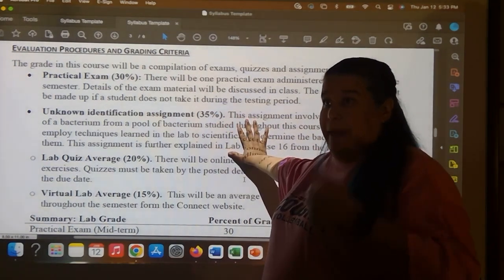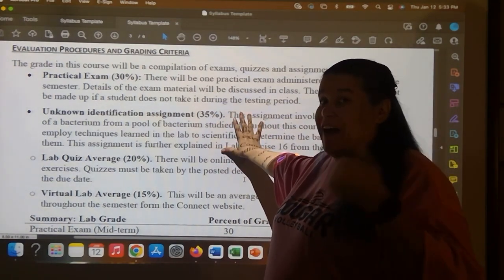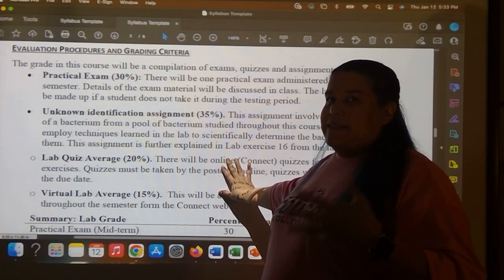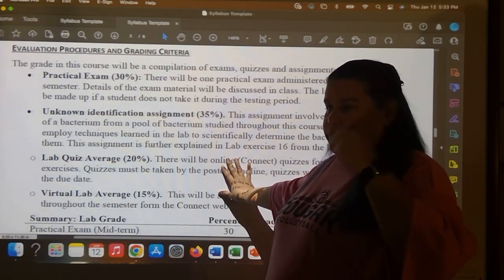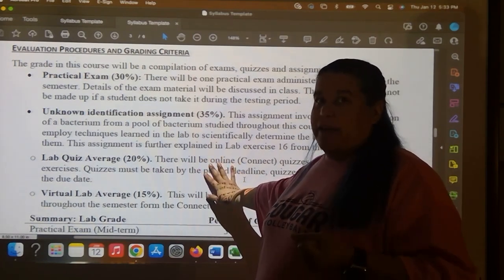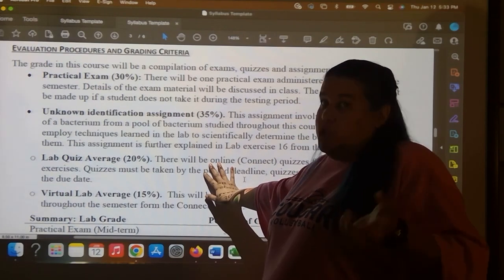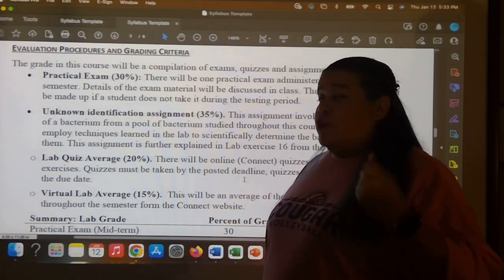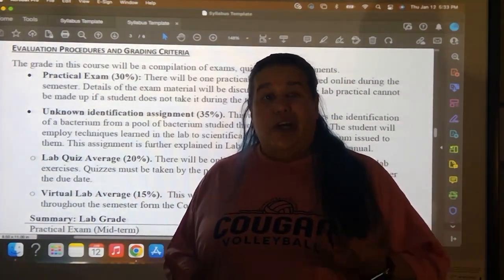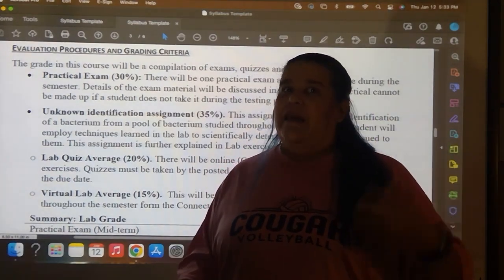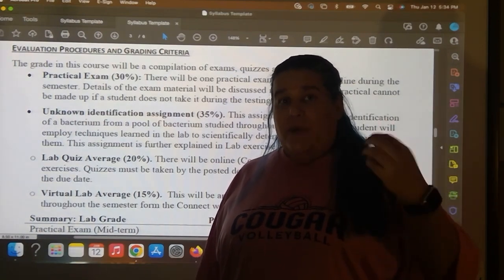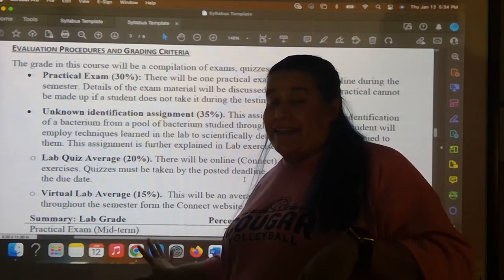Your unknown assignment is a paper that you will hand in. This is 35% of your grade. You need to do well on that. Your lab quizzes and all of that, all your assignments, your homework, anything like that, your Q&A sheets, that's 20% of your grade, which if you don't do any of them is still that's 20 points of a grade. Now, your virtual labs, these are 15% of your grade. All of these carry a good chunk of your grade. If you're wanting to make a 90, yeah, miss any of these and you're not going to be there anymore. So it's important that you understand that breakdown of your grade.